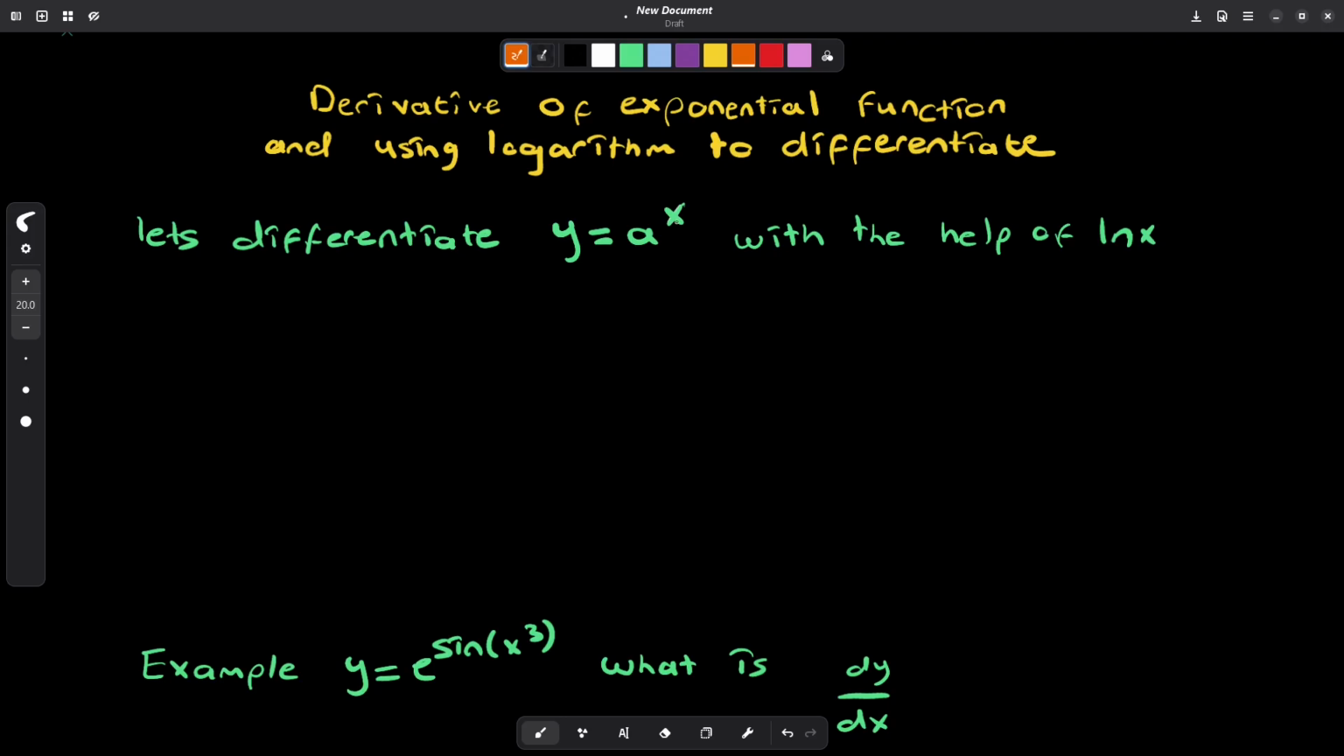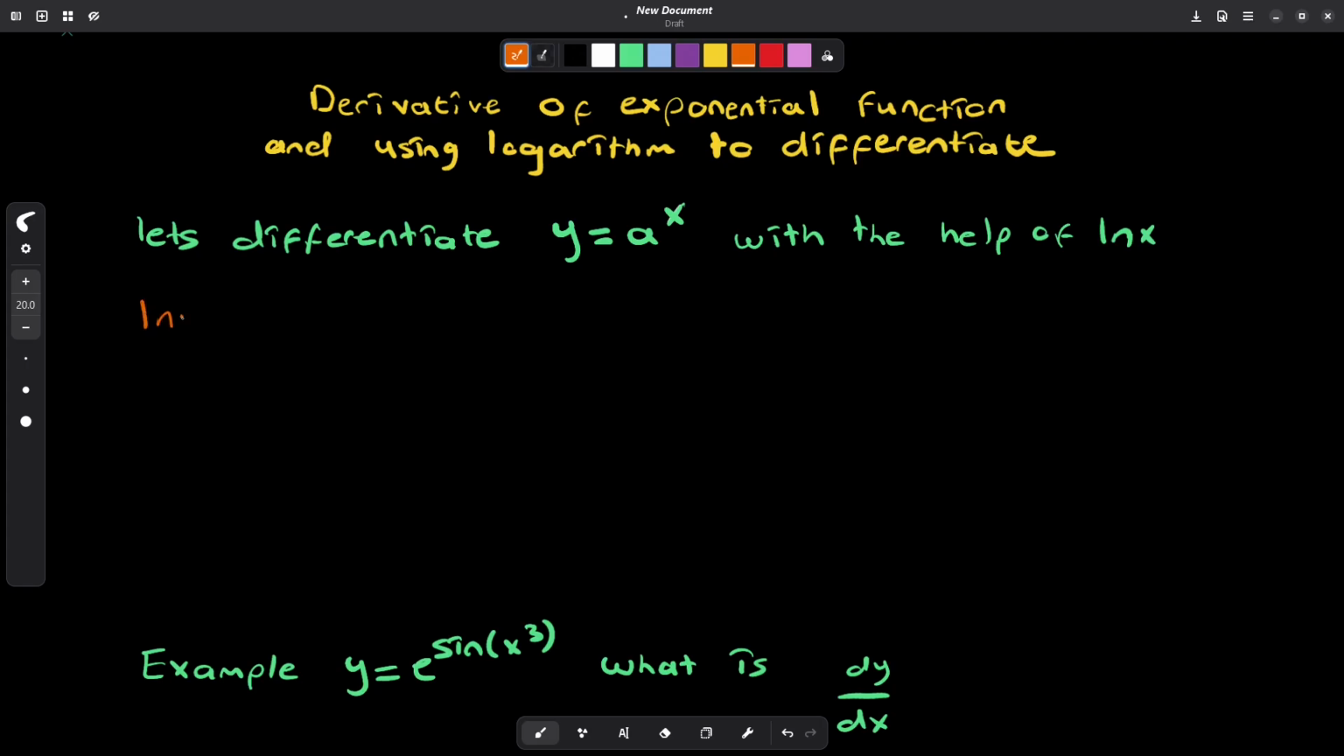We want to differentiate a to the x with the help of ln. If you want to differentiate a to the x, we need to realize something. Our power is a variable here. We did not differentiate something like this until now. Therefore, it's time to learn a new method to differentiate when our power is a variable.